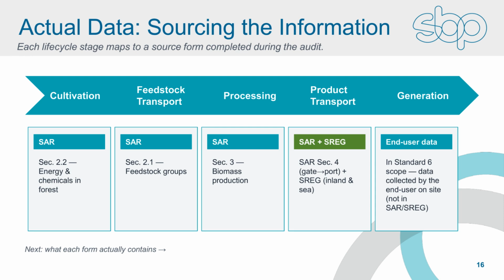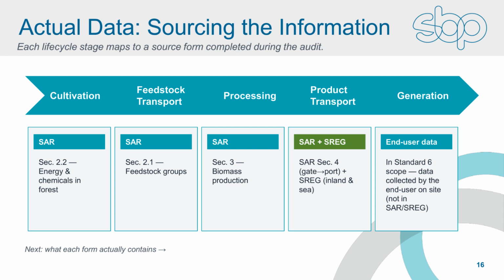This slide shows where each life cycle stage of the biomass pellet draws its data from within the SBP framework. Each stage on the chevron strip maps to a specific source form completed during the audit. Cultivation data sits in section 2.2 of the SAR, the SBP audit report, covering energy and chemicals used in the forest during growing and harvesting. Feedstock transport data sits in section 2.1 of the SAR, covering the feedstock groups and how raw material is moved from the forest to the gate of the processing site.